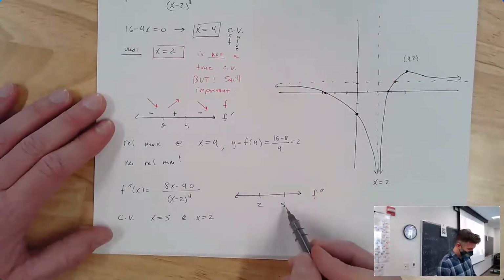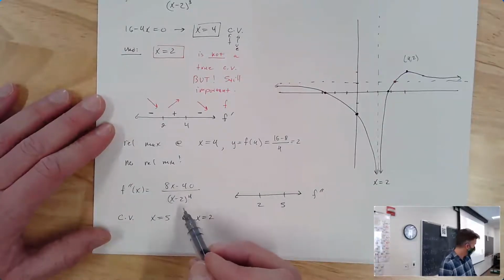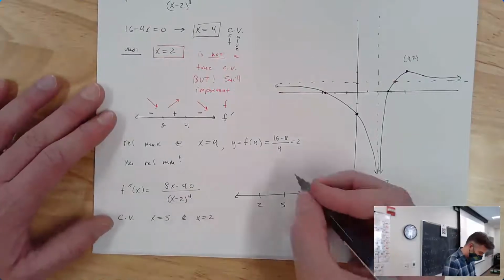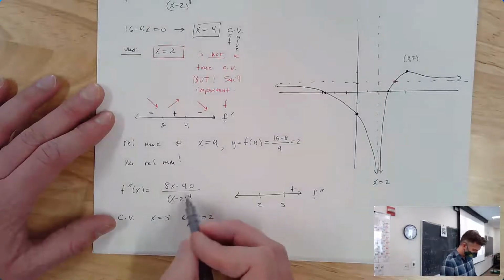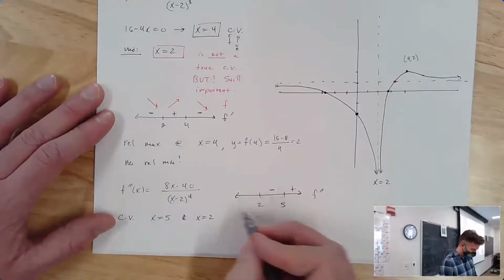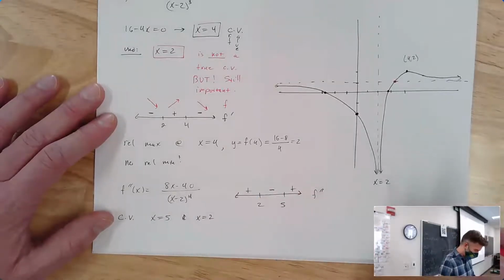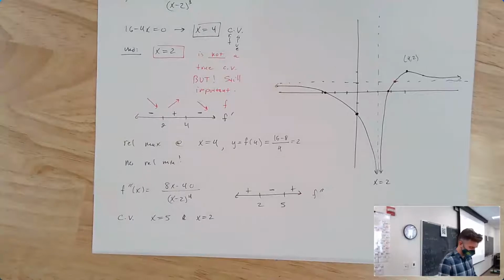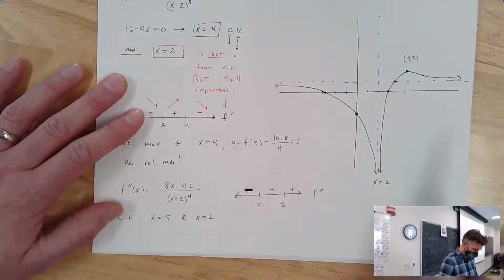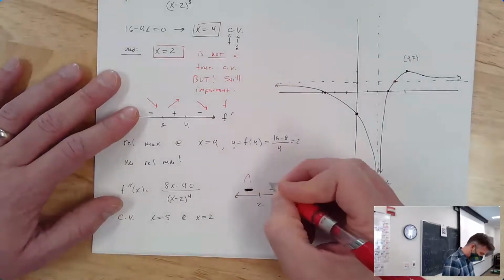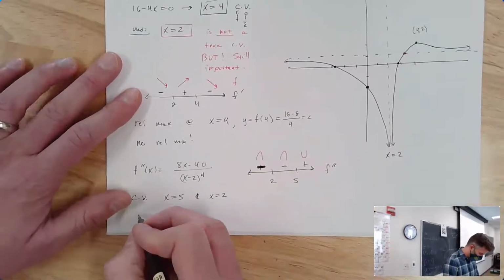Plugging in something larger than 5, like 6, the numerator is positive. The denominator is always positive for this particular function. So it's going to be positive. Picking something between 2 and 5, like 3, negative on top, positive on the bottom. And putting something like 0, negative on top, positive on the bottom. So this function is, I said negative on top and positive on the bottom, and I wrote positive. That should give me negative. Apologies. The function is concave down, concave up. So we definitely have an inflection point.